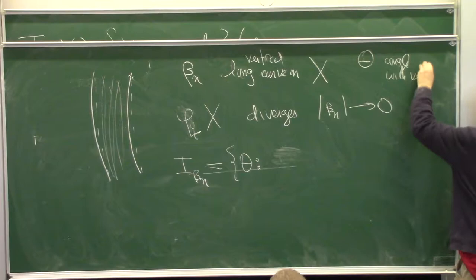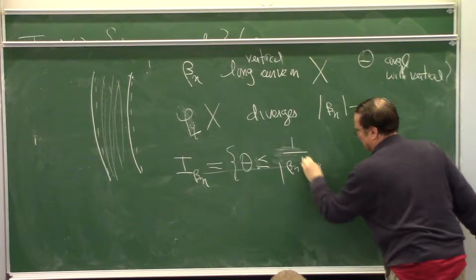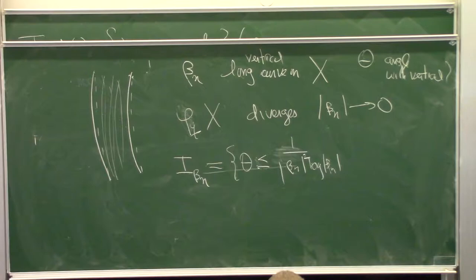Okay, and suppose that's less than or equal to, let's say, I'm going to put in here, this should be a square, log of beta n. So this is the length of beta n, and then this is this. Okay. Now, what does this angle condition do for you?